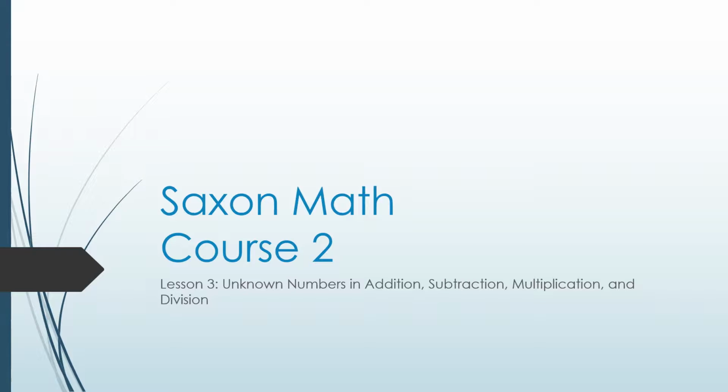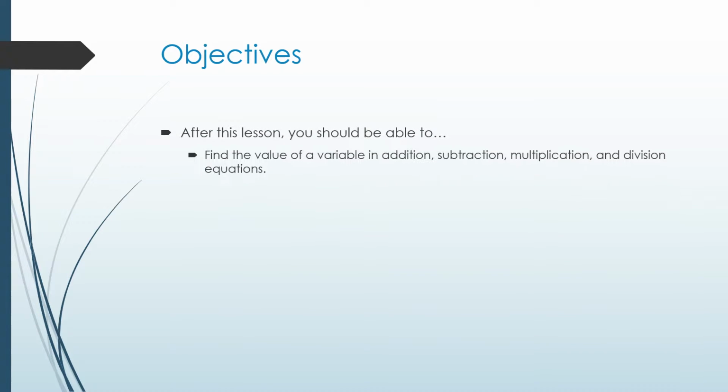This is lesson 3 for Saxon Math Course 2. Today we're talking about unknown numbers in addition, subtraction, multiplication, and division. Our objectives for this lesson, we only have one. After this lesson, you should be able to find the value of a variable in addition, subtraction, multiplication, and division equations.